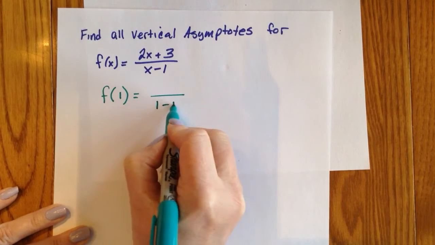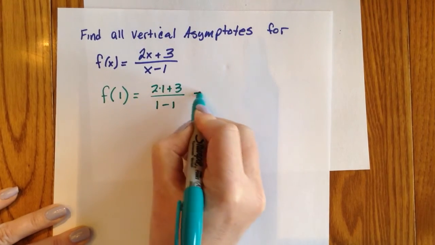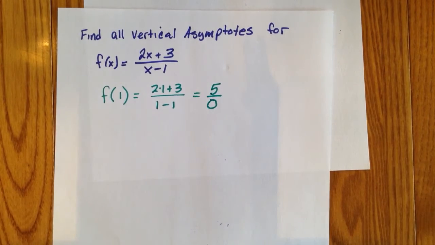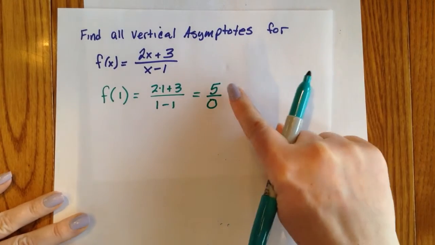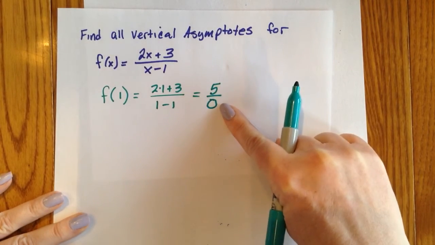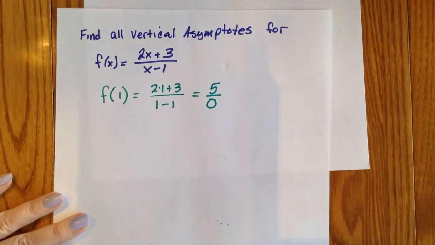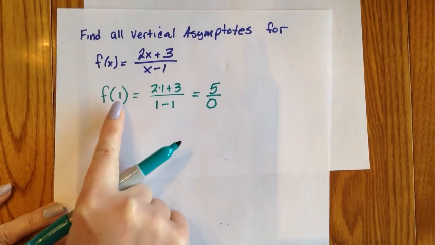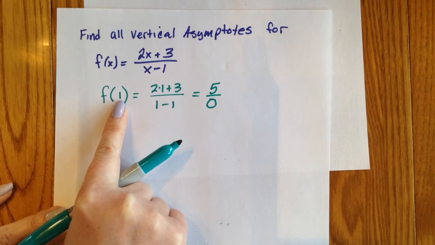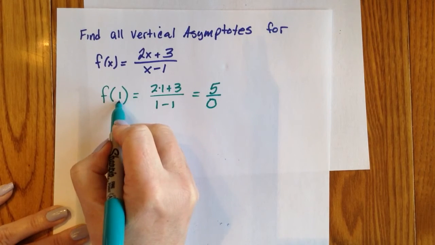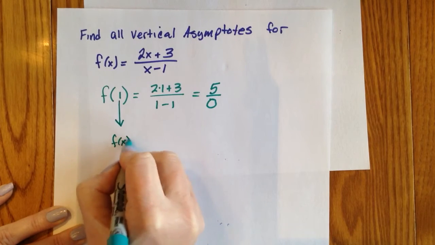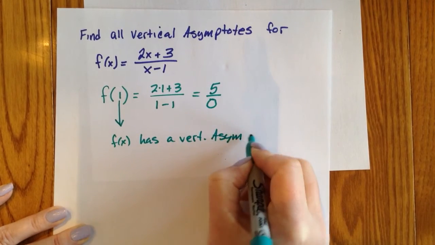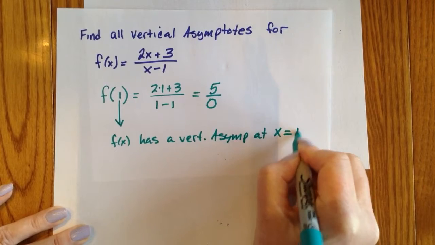When I fill 1 in, the numerator is 5. The denominator is 0. This is undefined, but it's broken in a specific way, not 0 over 0. That right there tells me something. Now don't get confused. The vertical asymptote is not at 5. The vertical asymptote is at the number that caused the train wreck. I now know that f of x has a vertical asymptote at x equals 1.